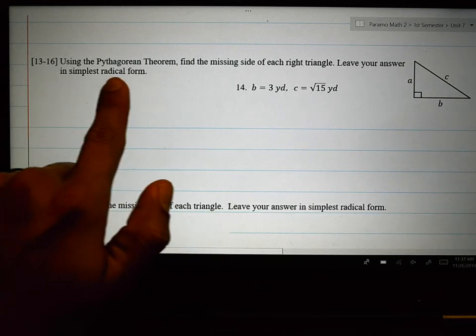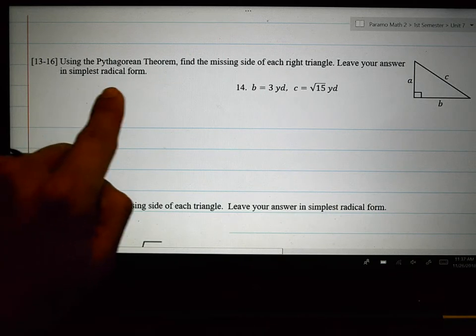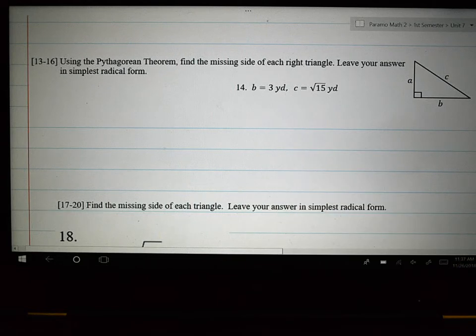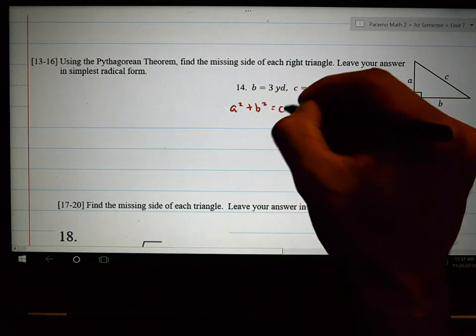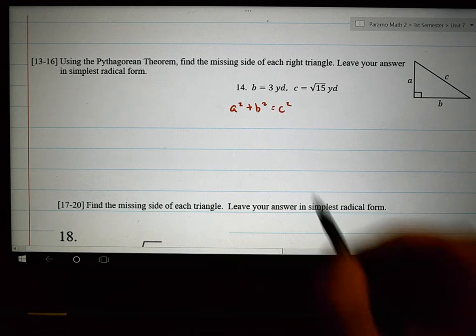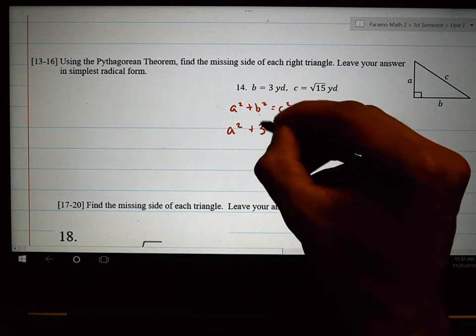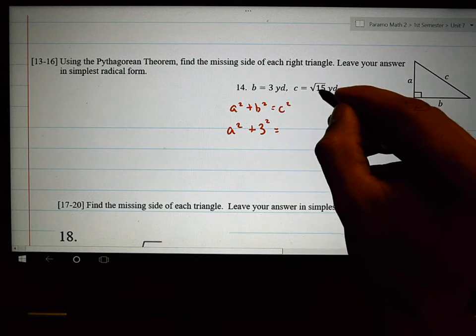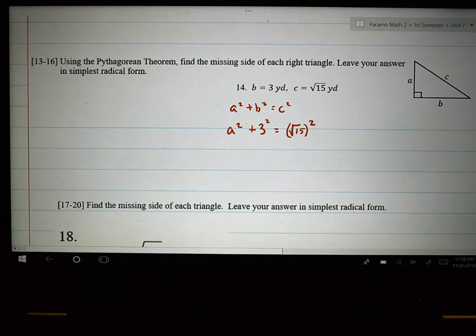Number 14 says, using the Pythagorean Theorem, find the missing side of each right triangle. Leave your answer in simplest radical form. They give you the B, they give you the C. You got to find A. They even give you a picture in case you need to see it. What I would do is I would start off with A squared plus B squared equals C squared, and then I'd plug things in. We don't know what A is, so it's A squared. B is 3, so I plug B in, and I would make that 3 squared. C squared is root 15. You would put the root 15 inside, and then you would square it.